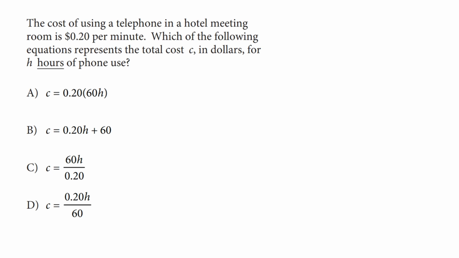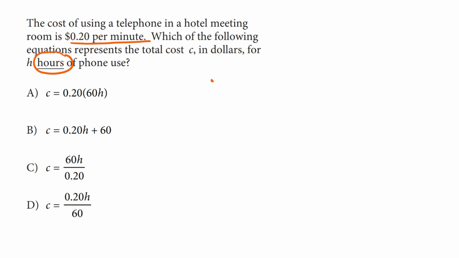The cost of using a telephone in a hotel meeting room is 20 cents per minute. Which of the following equations represents the total cost C in dollars for n hours of phone use? So our cost is 20 cents per minute, but we're looking for hours, right? So we have to figure out what our cost is in terms of hours using our answer choices as a guide for how they want our answer.